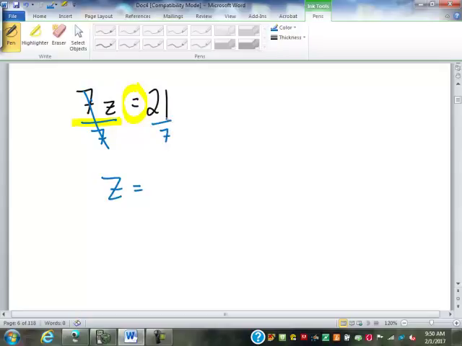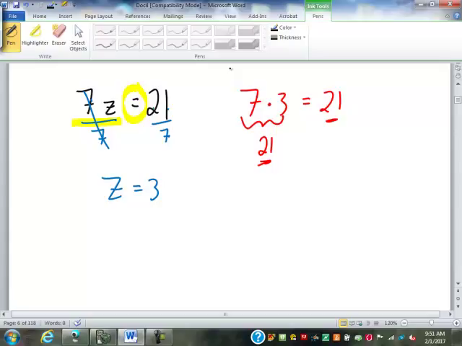And you're right. We have to divide both sides to keep that scale balanced, keep the equation balanced. 21 divided by 7 is 3. Now again, if you wanted to be sure, you could double check it. 7 times z is going to become 7 times 3 and see if that equals 21. Well, 7 times 3 is 21. So we do have the same value on each side.